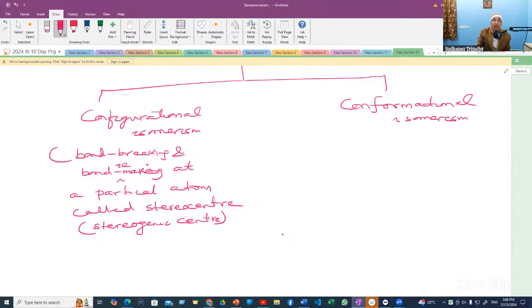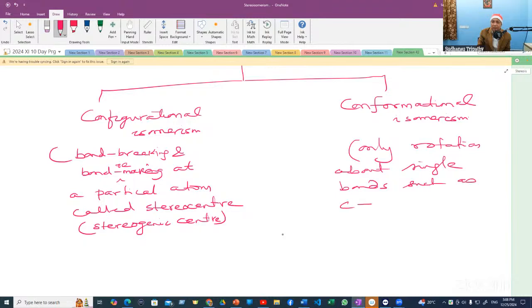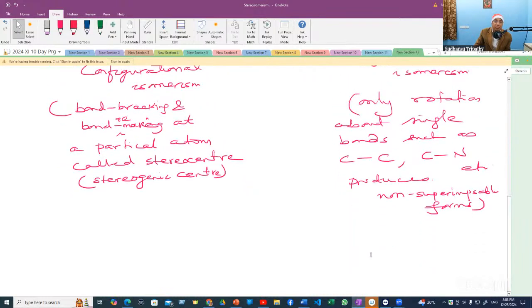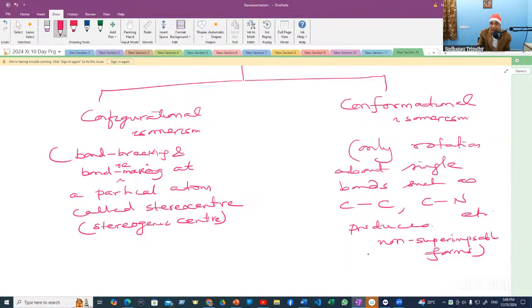But such a thing will not be required in conformational, only rotation about single bonds. And most commonly, such as carbon-carbon single bond, carbon-nitrogen single bond, etc., produces non-superimposable forms, which are stable. I will give you a brief idea on every aspect today before entering into the details of configurational isomerism. So here in conformational isomerism, no bond breaking and remaking is required.